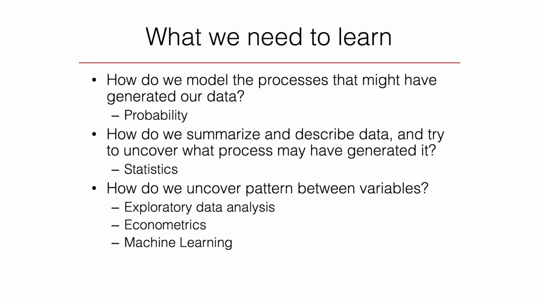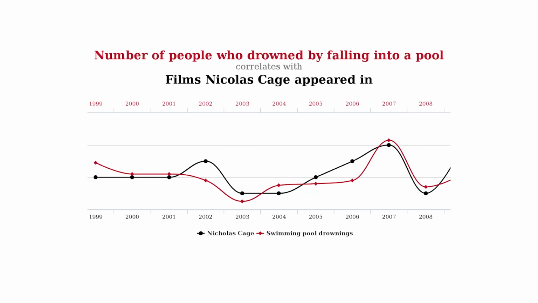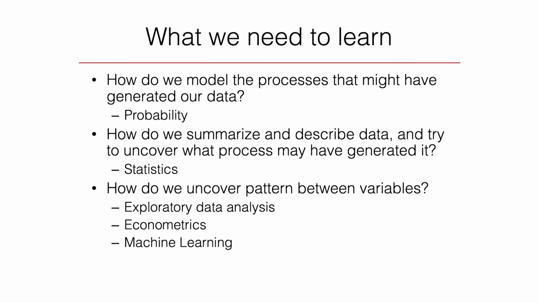So what do we need to learn? As I explained, unless we go to the data in a structured and disciplined way, the data is going to play tricks like this on us. We need to prevent it from doing that to us. So we need to learn how to model the processes that might have generated our data. And in a sense, that almost requires no data. This is the study of probability. How do we model those processes and how do we play with them? And so we're going to start with that.